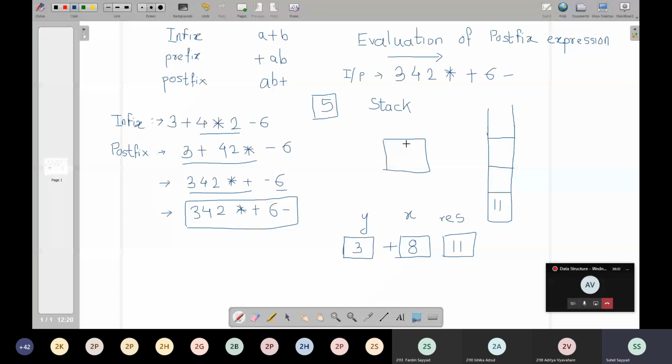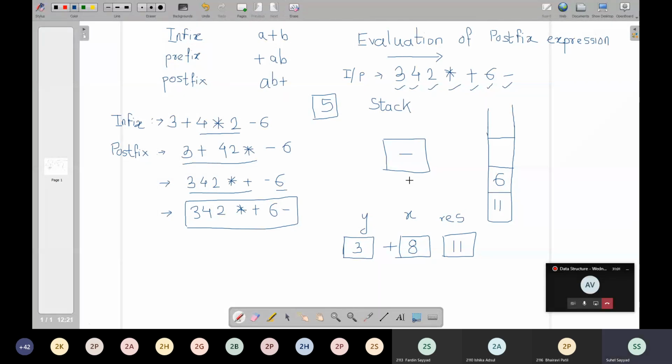Now we scan 6, right? Is 6 an operator or operand? Yes, it is an operand. So it will go directly on our stack. The next thing that we scan is minus, that is subtraction. Correct? So if it is a subtraction, then we will go for pop.